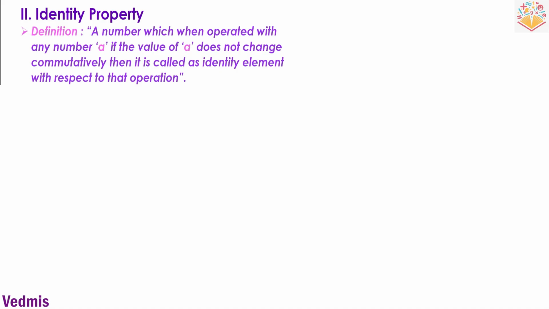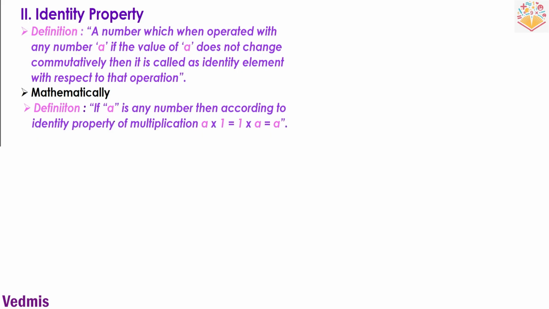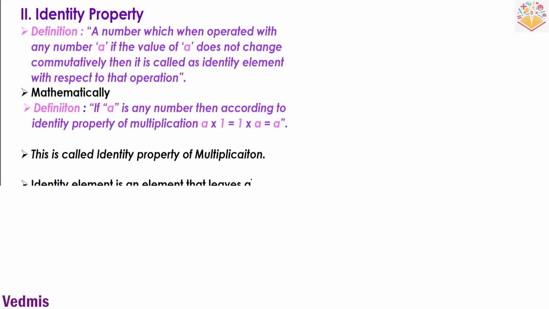Let us define identity property. A number which when operated with any number A does not change the value of A is called the identity element with respect to that operation. In particular, we define mathematically: if A is any number, then according to identity property of multiplication, A into 1 is equal to 1 into A is equal to A. This is called identity property of multiplication.